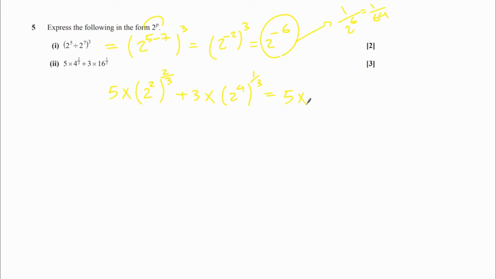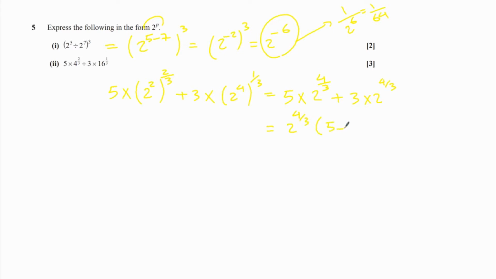This is again an indices rule. It would be 5 times 2 to the power of 4 over 3, plus 3 times 2 to the power of 4 over 3. So 5 times 2 to the power of 4 over 3 plus 3 times 2 to the power of 4 over 3. If we make that 2 to the power of 4 over 3, we can factorize that.